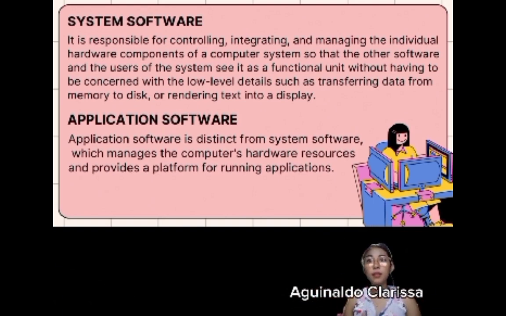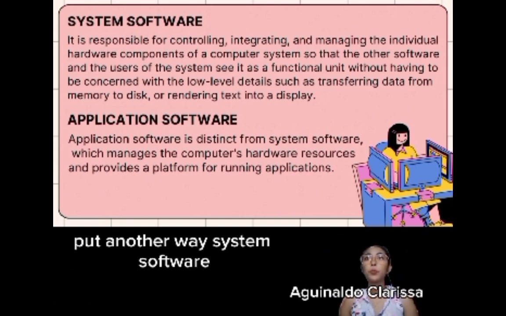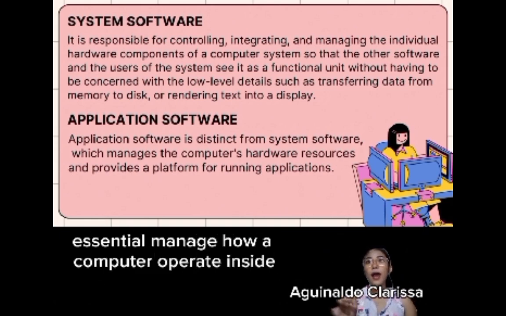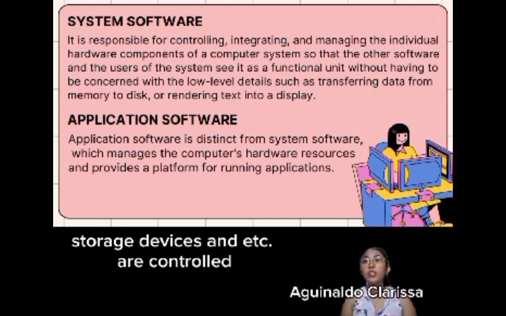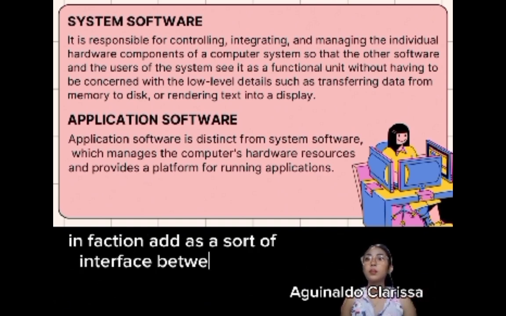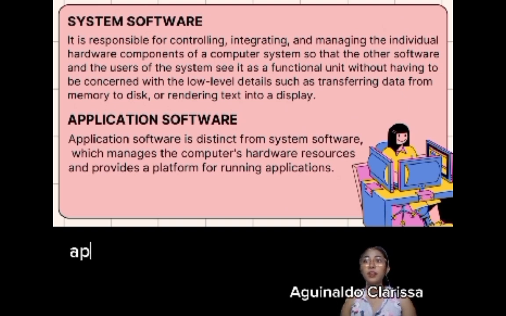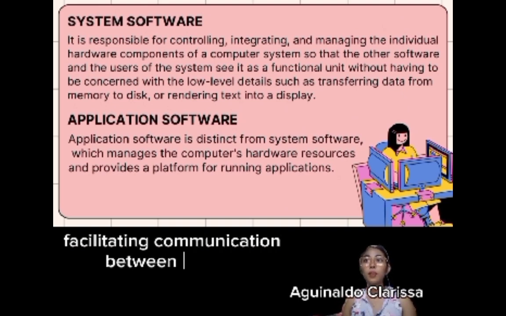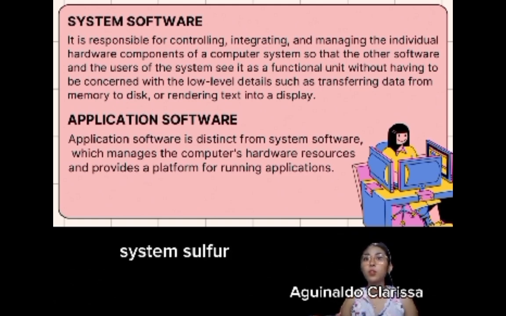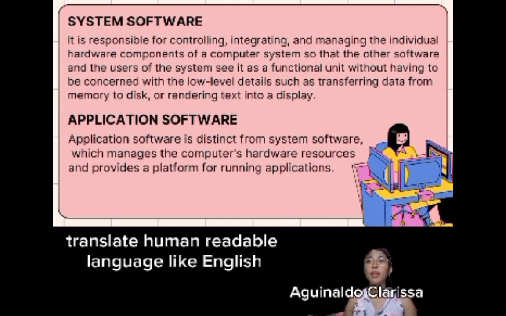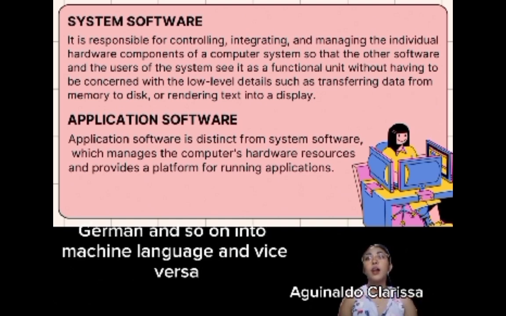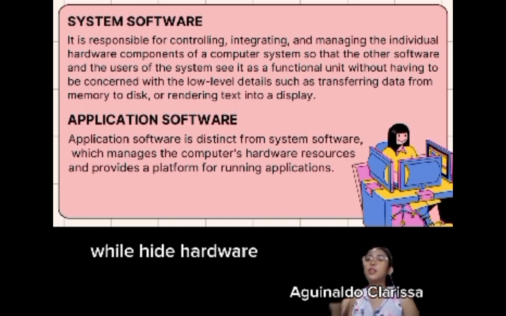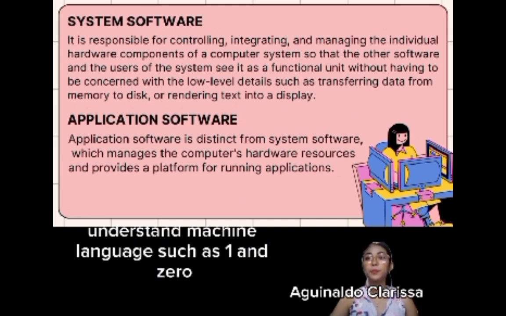Put another way, system software essentially manages how a computer operates inside, as well as how hardware like displays, printers, storage devices, etc. is controlled. It functions as a sort of interface between user, application, and hardware, facilitating communication between them. Software translates human-readable language like English, Hindi, German, and so on into machine language, and vice versa, while hardware understands machine language such as 1 and 0.